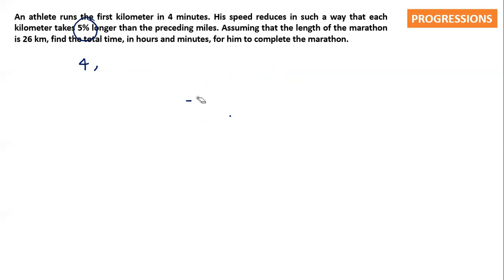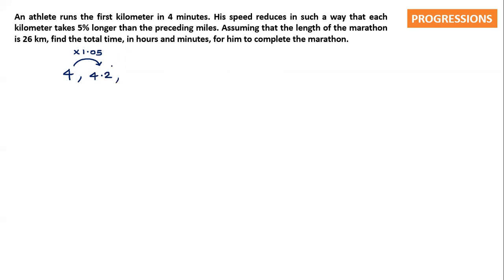So for my second kilometer, I multiply by 1.05. Why 1.05? I already explained just now. If I take 4 minutes times 1.05 using a calculator, you get 4.2.